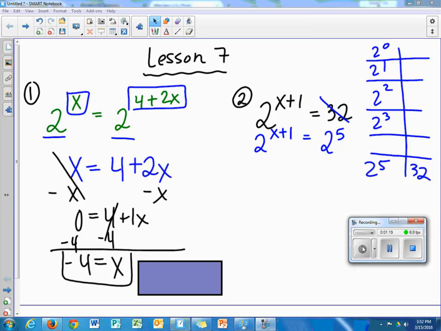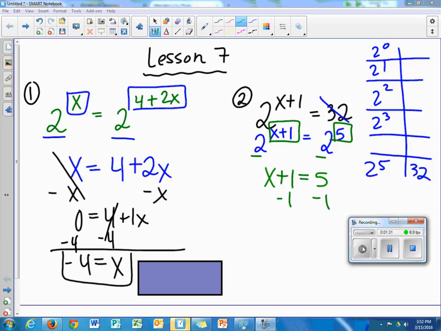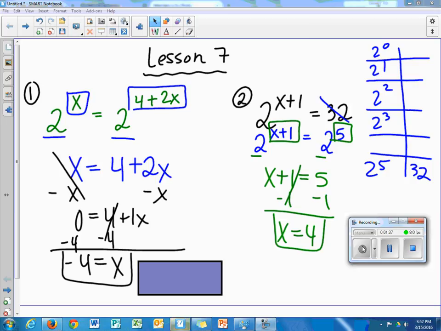Once again, the bases are the same right here, so set the what equal to each other, guys? Set the exponent equal to each other. x plus 1 equals 5, and then subtract 1 to solve for x, that's it. x equals 4 as your final answer. Pause the video and rewatch it again if you did not understand that. Thank you.